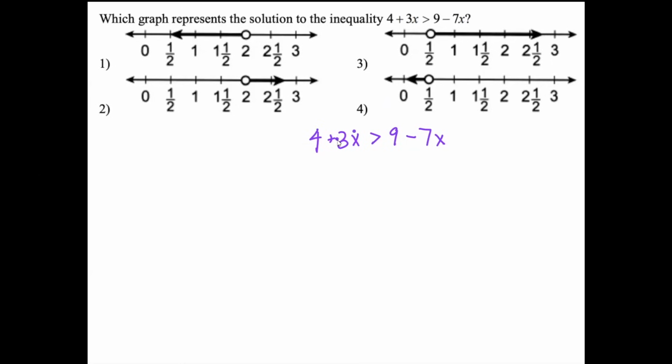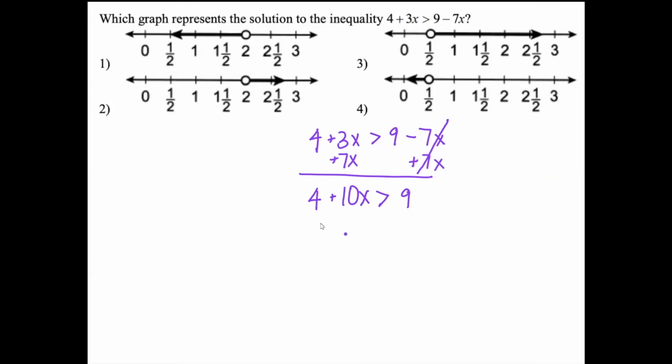So my first step is to get all of my variables to one side. So I'm going to actually take this negative 7x on the right, and I'm going to add it to both sides. Okay. That's going to remove all the x's from the right and move them to the left-hand side. So over here, I combine like terms. This is 10x is greater than 9.